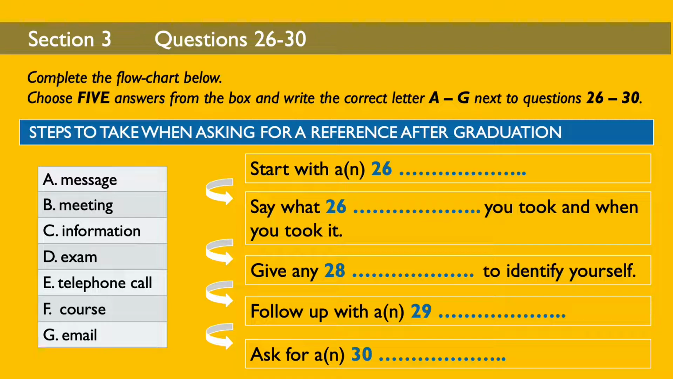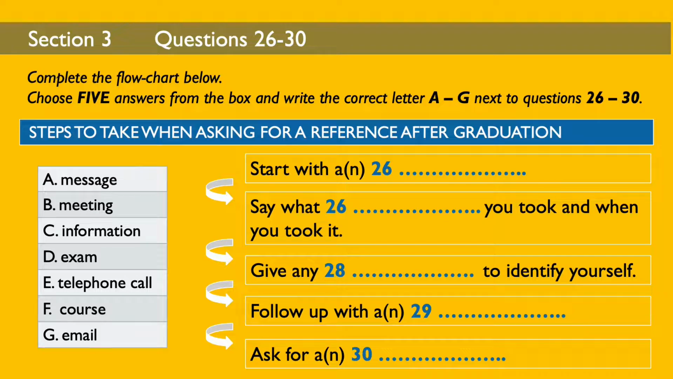So here is a continuation of the task we did before on the interview about asking for references after graduation. Now, when you look at the task, when you look at the flowchart, you can make some educated guesses as you predict. For example, it says for number 26 that you start with a or an. So if you're asking for a reference, you're likely to start with an email or a telephone call, right? You're not likely to start with a course or a meeting. Logically, this doesn't make sense.